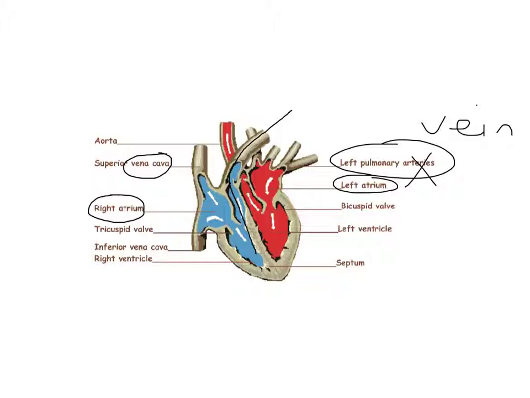So blood returns from the lungs via the pulmonary vein into the left atrium. It then travels through the bicuspid valve, which once again is going to prevent backflow of blood. It travels into the left ventricle. The ventricle then contracts and blood is forced out of the aorta, where it travels to the rest of the body. Notice on the diagram, the blue is representing deoxygenated blood and the red is representing oxygenated blood.